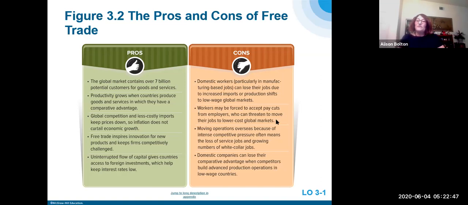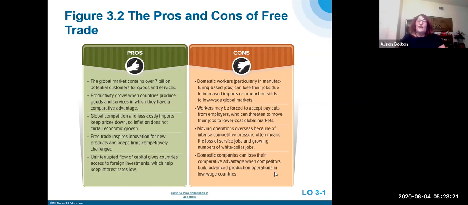Then the workers may be forced to accept pay cuts as a result of these things. And that threatens those employees because their jobs may move to lower global markets, such as going to a third world country, anything outside the United States. And then the operations of the business move. And this happens sometimes where there is a loss of service jobs and growing numbers of white-collar jobs instead of hands-on jobs: manufacturing, production, agricultural.